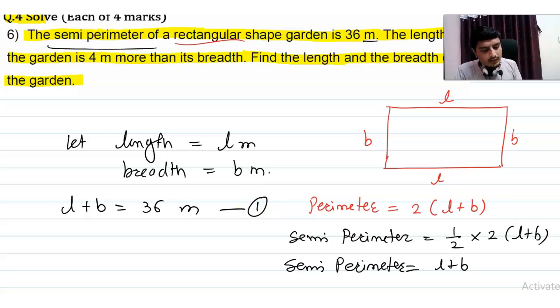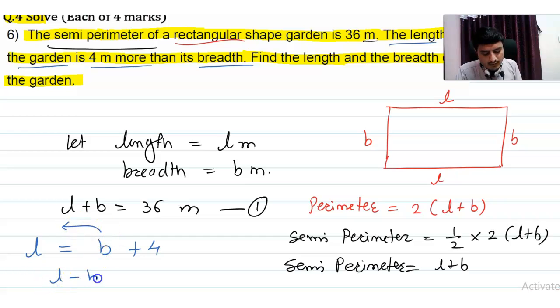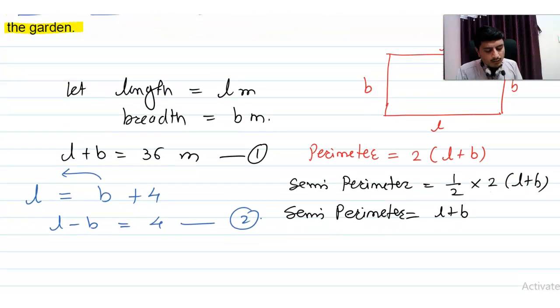Look at the second condition. What we have been given is that the length of the garden, that means L, is 4 more, so we have to add a 4 to the breadth, as compared to the breadth. So once we shift the B from LHS to RHS, we get L minus B equals 4. Call it equation number 2.